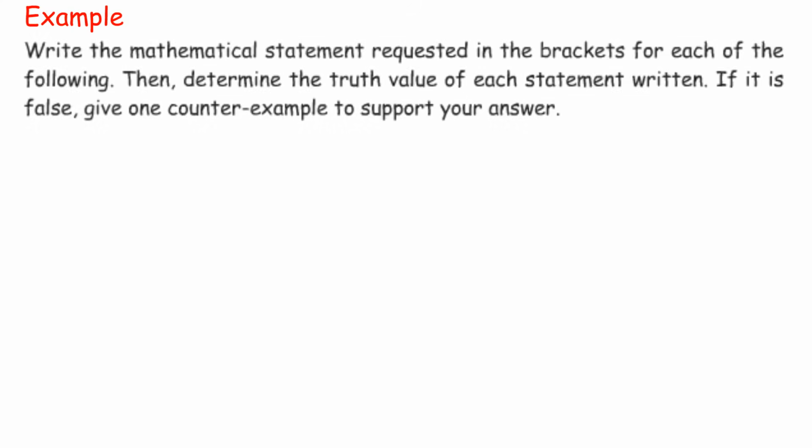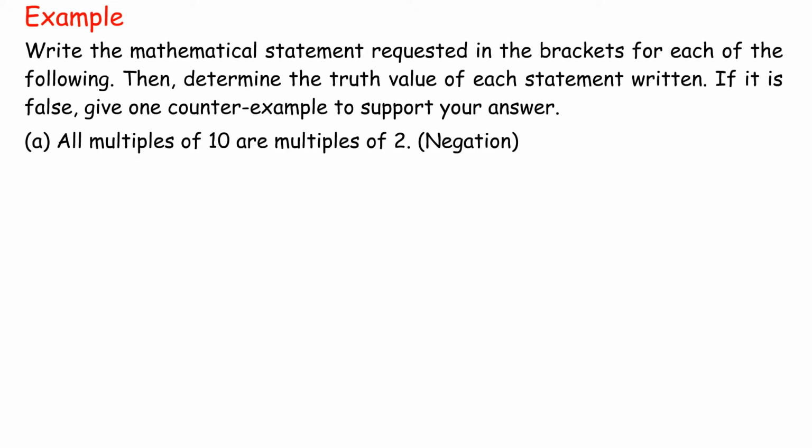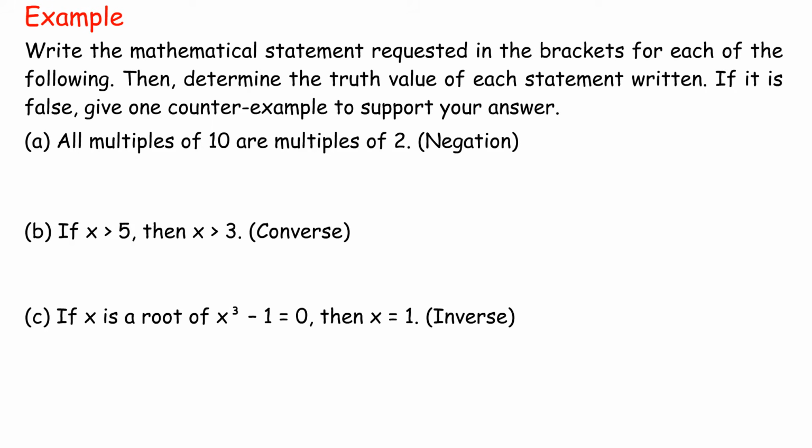Example: write the mathematical statement requested in the brackets for each of the following. Then, determine the truth value of each statement written. If it is false, give one counterexample to support your answer. A. All multiples of 10 are multiples of 2. Negation. B. If x greater than 5, then x greater than 3. Converse. C. If x is a root of x cubed minus 1 equals 0, then x equals 1. Inverse. D. If k squared greater than 0, then k greater than 0. Contrapositive.